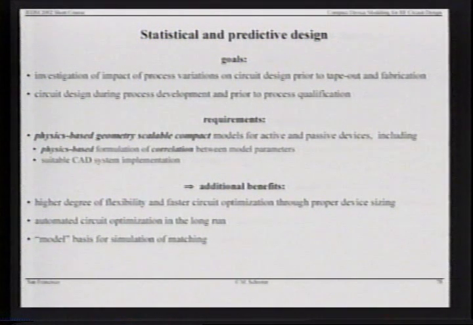for the devices, and we can do this with scalable models very easily. We can actually move on also, in the long run, to do some automated optimization, circuit optimization. There are attempts doing this in CMOS, but in high-frequency applications, there's still very little. And scalable models also provide a basis for simulation of matching.